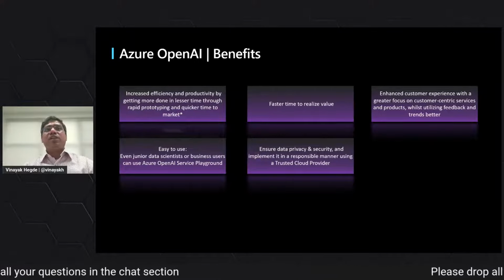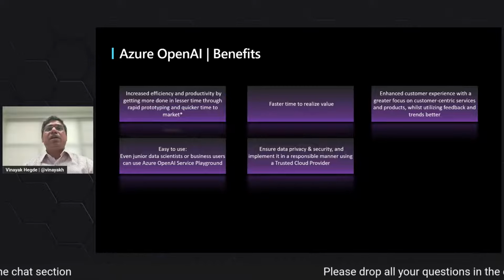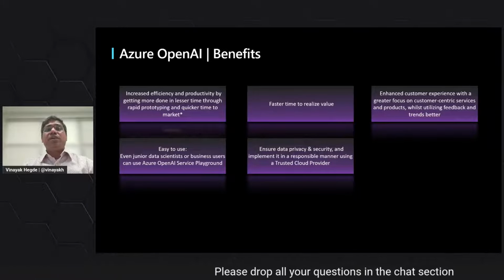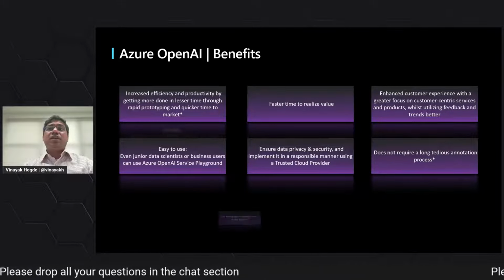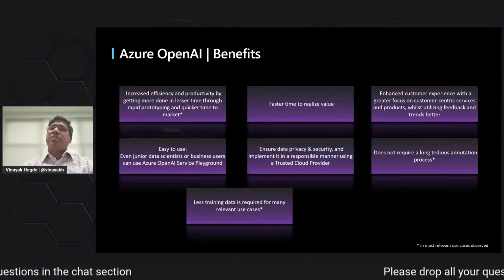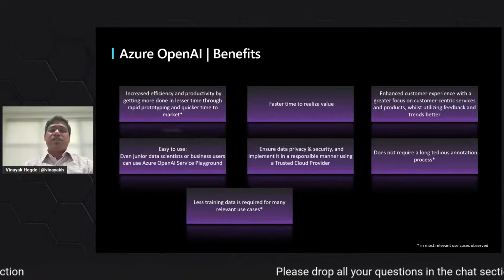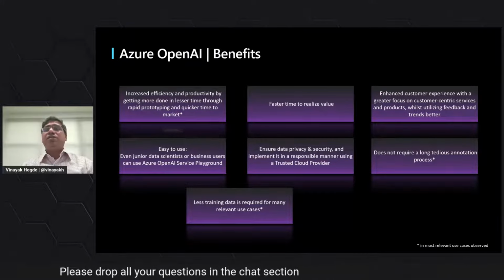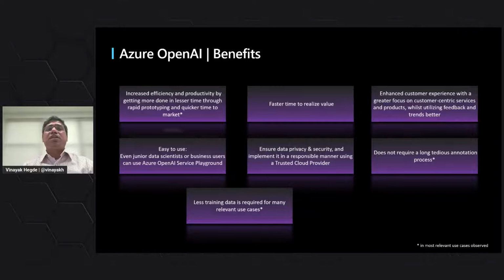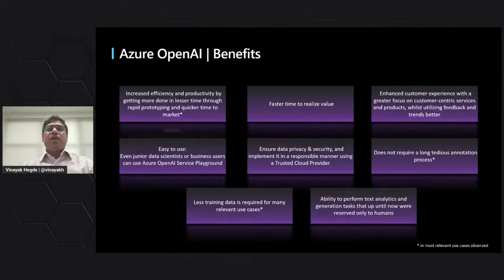I talked about the Azure OpenAI Service. It ensures data security and privacy, and you implement it in a responsible model using a trusted cloud provider. It does not require a tedious annotation process. Anybody who has trained models knows how painful this entire process is, just collecting the data. Also, less training data is required for many relevant use cases. We've seen zero shot learning, few shot learning, and so on. And again, as we've shown, that ability to perform text analytics and generation tasks that up till now were only reserved for humans.